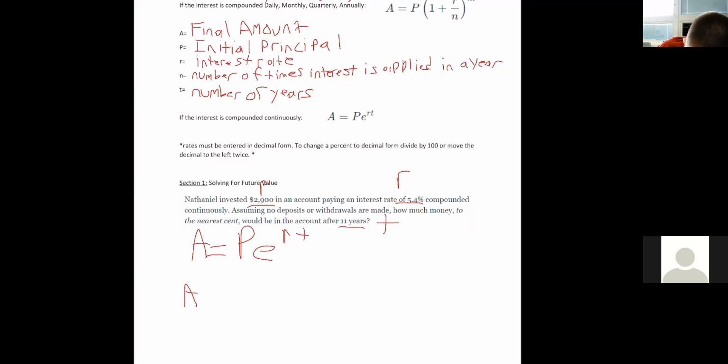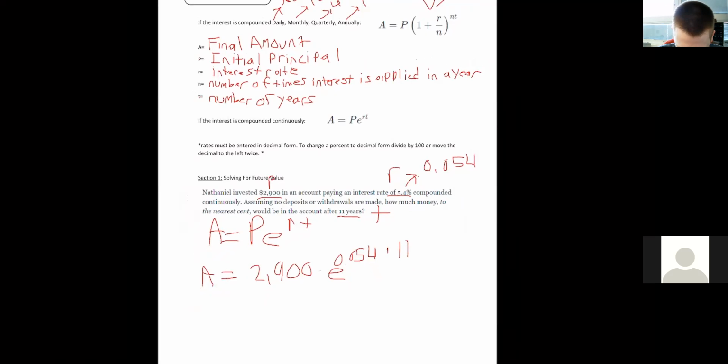So this first section is pretty simple. Basically, you're just going to plug and chug. So it's going to be 2,900 times E, and then our R, remember, you want to change this to a decimal. So either move the decimal place to the left twice or divide by 100. So 5.4% would be 0.054 as a decimal. So it'd be 0.054 times 11 years. Sorry, I know this is a little sloppy.